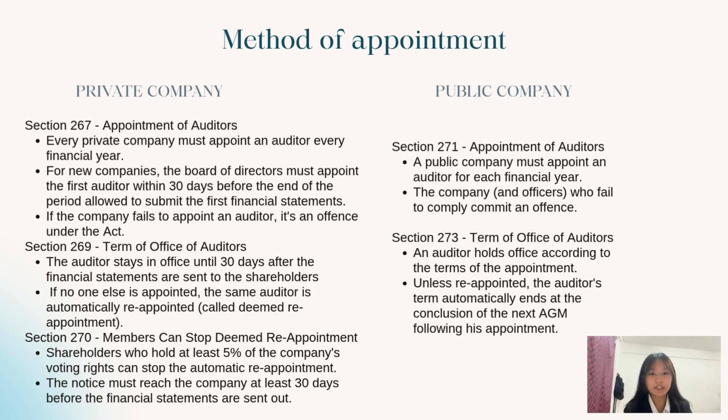The second section is Section 273 of the Companies Act 2016, Term of Office of Auditors. An auditor holds office according to the terms of the appointment. The auditor may not take office until the previous auditor has ceased. Unless reappointed, the auditor's term automatically ends at the conclusion of the next AGM following his appointment. Even for public companies, the auditor's term is tied to appointment and AGMs, ensuring regular review and reappointment or replacement.